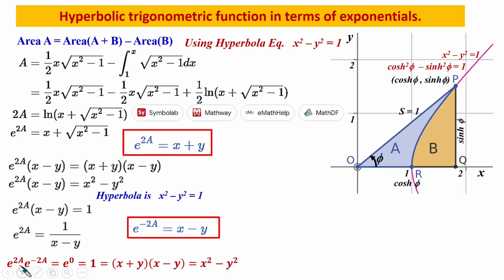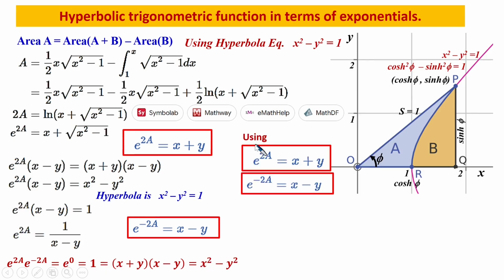So here I have written e to the power 2a into e to the power minus 2a is e to the power 0, that is 1, and e to the power 2a I am writing as x plus y into x minus y. So this is what I was saying, you will get the hyperbolic equation x square minus y square is equal to 1.